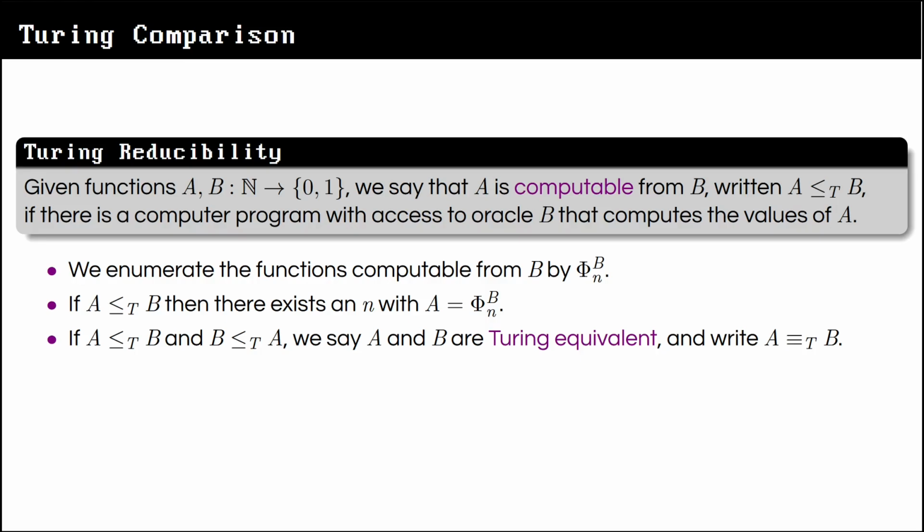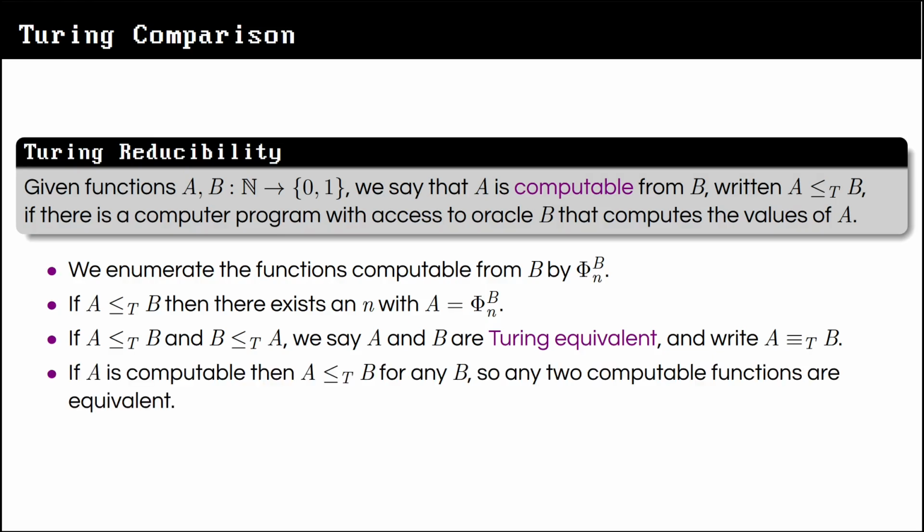This relation isn't anti-symmetric. It's very easy to have two functions that have the same data, just presented in a different way. Two functions that each allow us to compute each other. If we can compute a from b and we can compute b from a, we say that a and b are Turing equivalent, and we write it like this. For instance, if a function a is computable, then it is computable from anything. We just completely ignore our oracle function b and just use the program to calculate a directly.